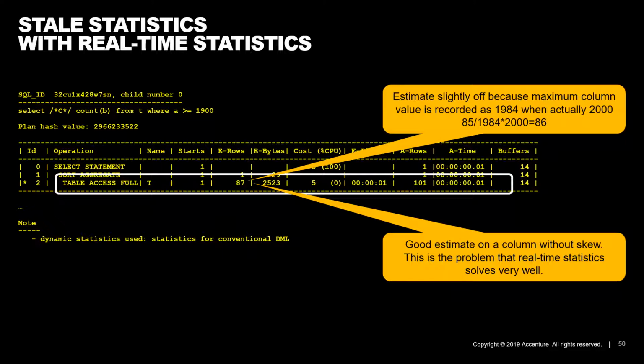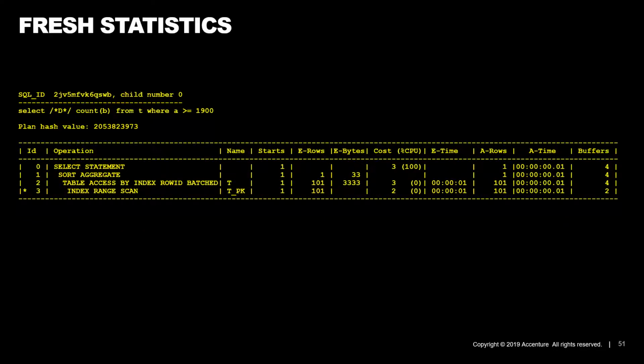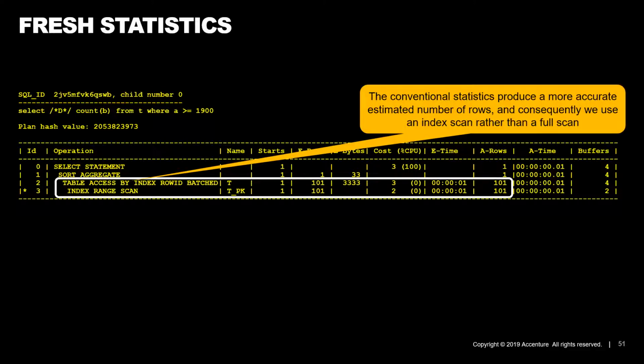However, note that here we got a full table scan. This is the execution plan having refreshed the statistics. The estimate is 101 rows, and we get 101 rows, so it's spot on. But notice, we now use an index range scan. So the more accurate statistics produce a more accurate estimate, but they produced a different execution plan.